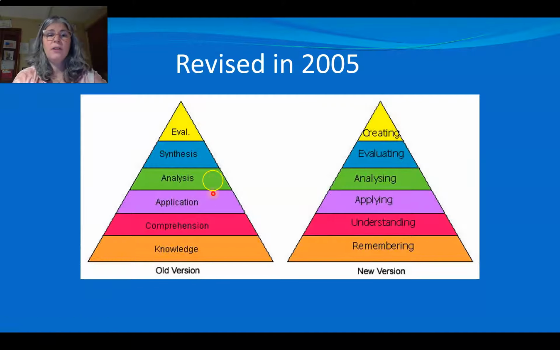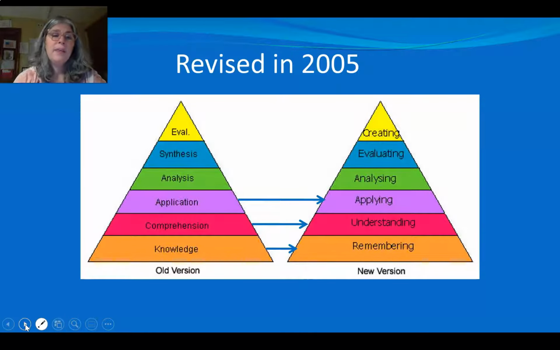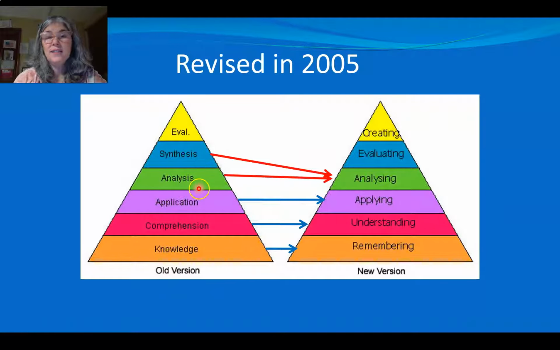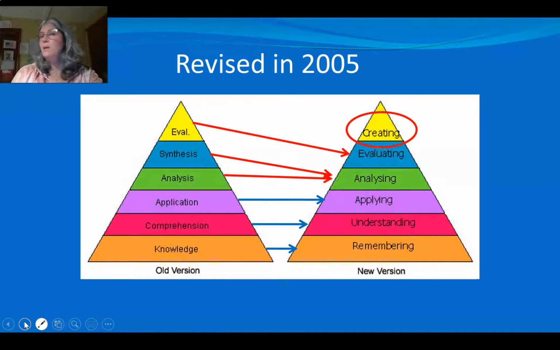We're going to be going through these, but first I want to point out that there are actually two different models. This is the original version from the 50s. Now, when you go to search for Bloom's Taxonomy online, half of what you find is going to be the old model. We are going to be focusing on the newer model that was revised in 2005. Just to compare the two, the first three levels are the same. The synthesis and analysis have been combined into analysis in the newer model. Evaluation is the same, but there is a new top to the pyramid, which is creating.